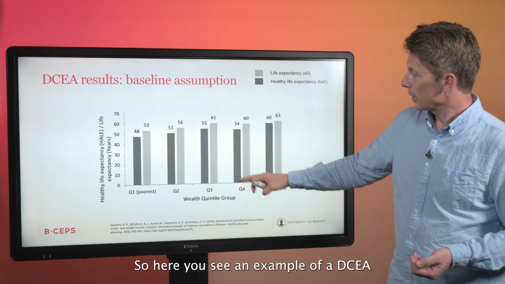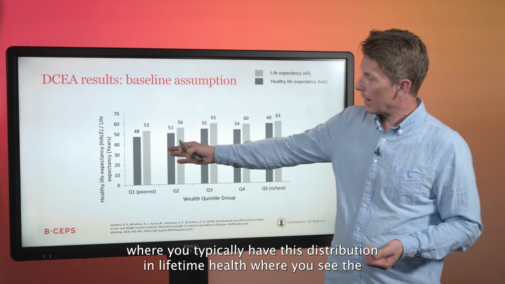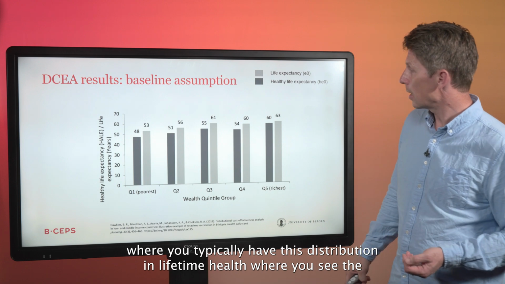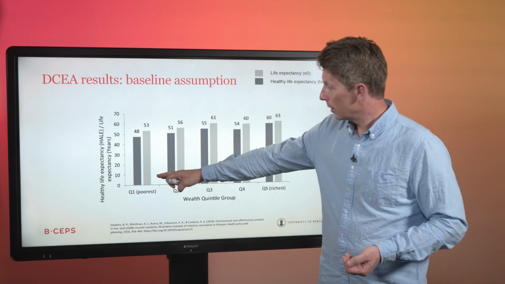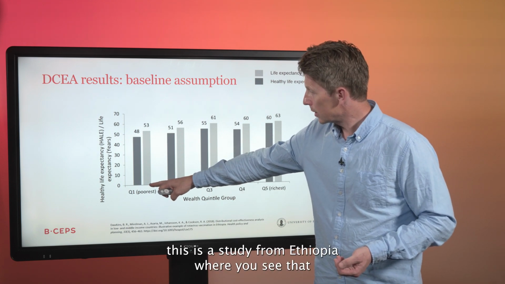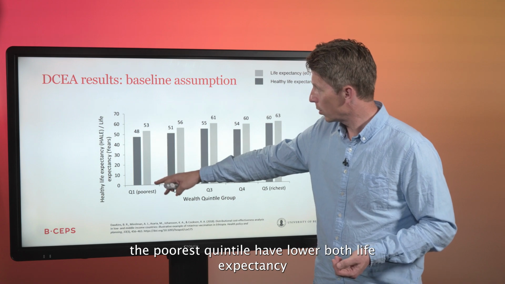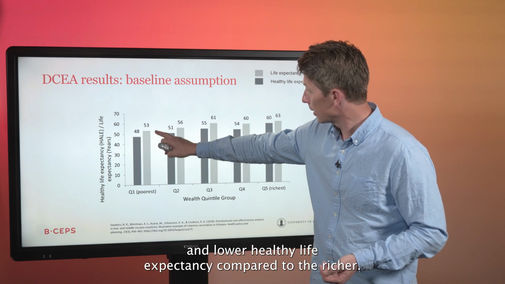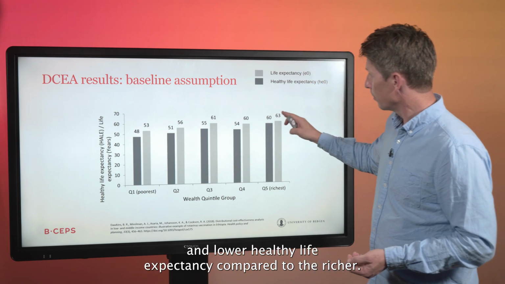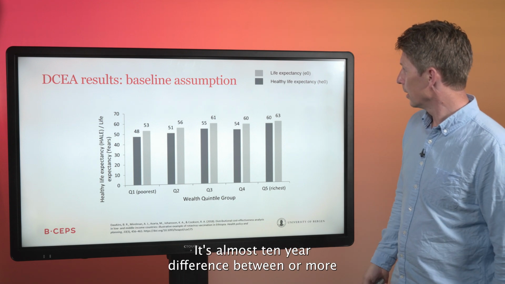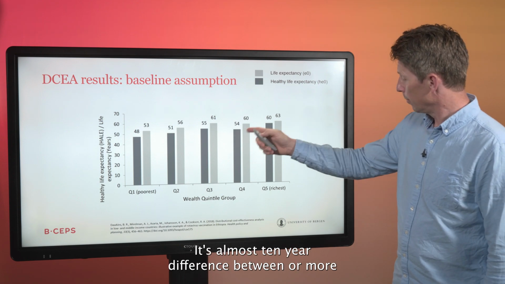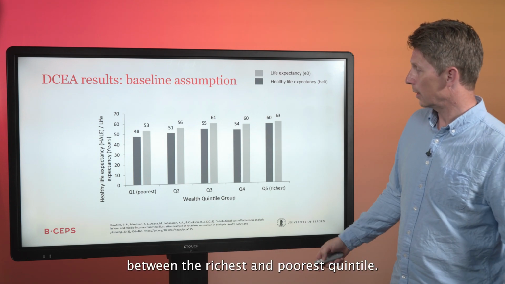So here you see an example of a DCEA where you typically have this distribution in lifetime health. This is a study from Ethiopia, where you see that the poorest quintile have both lower life expectancy and lower healthy life expectancy compared to the richer. It's almost a 10-year difference between the richest and poorest quintiles.